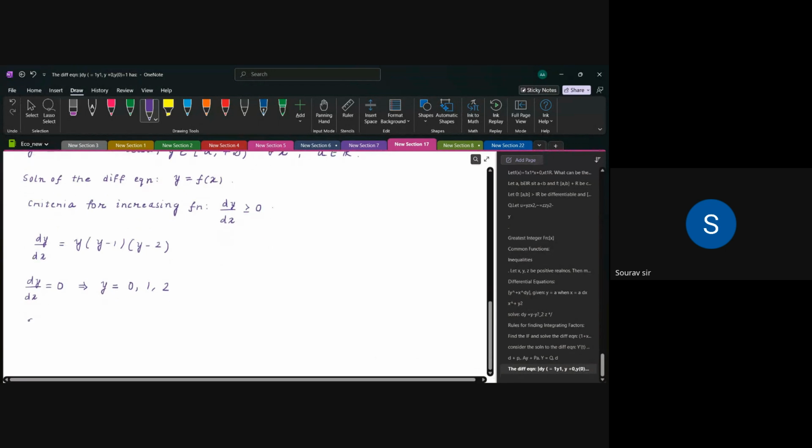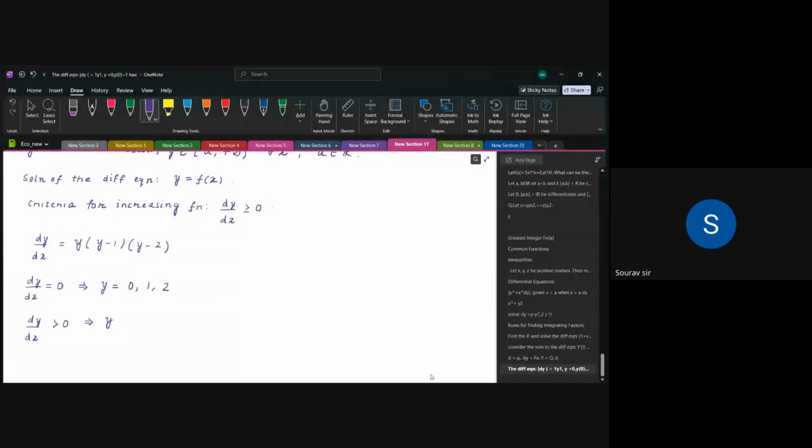Right? So at these three values of y, dy/dx is 0. And if I say that dy/dx is positive, then what will be the values of y? Can anyone tell me? For what values of y will dy/dx be positive? Any values other than 0, 1, 2. Any positive integer? No, fraction also? No, no. 0 to 1 and 2 to infinity. Correct. And how are you getting that? Number line rule. Yes, correct.